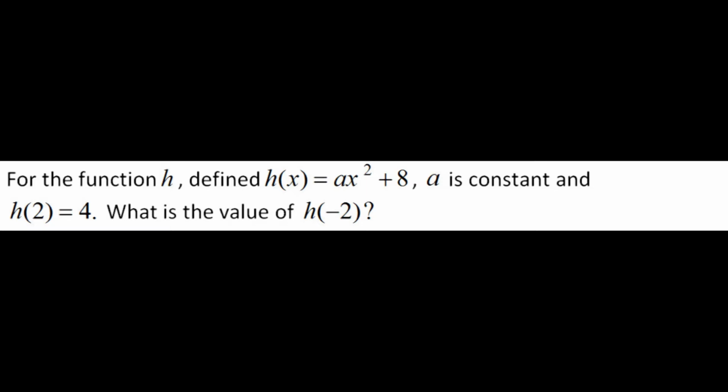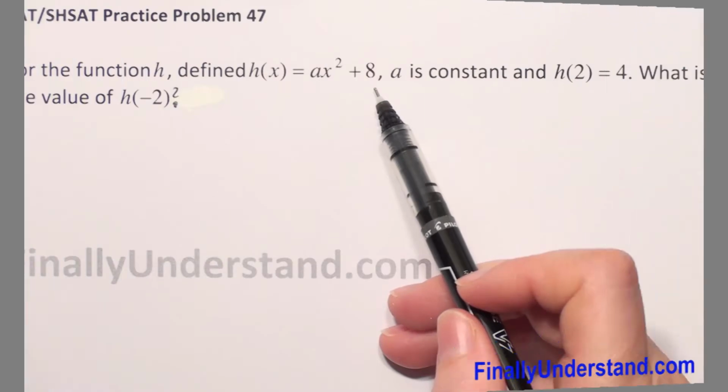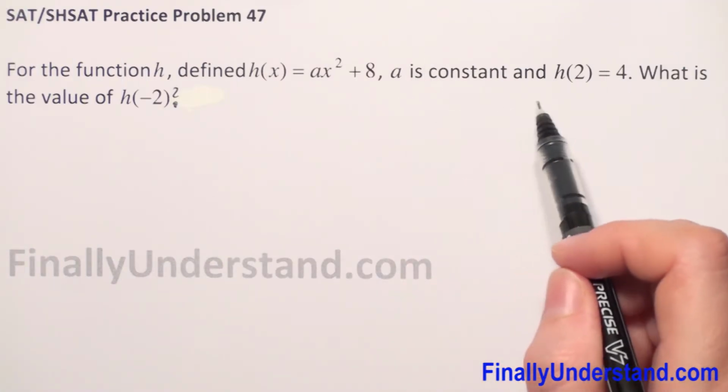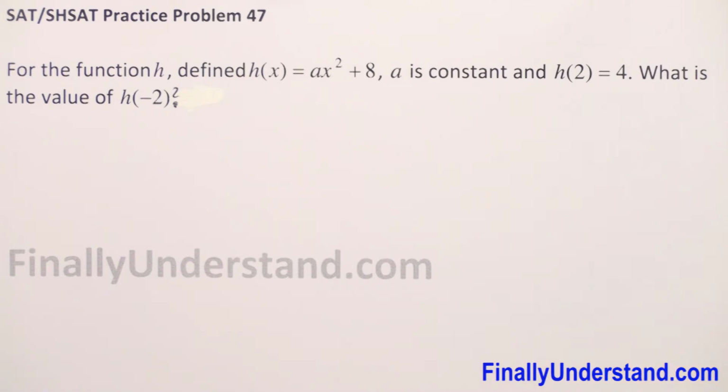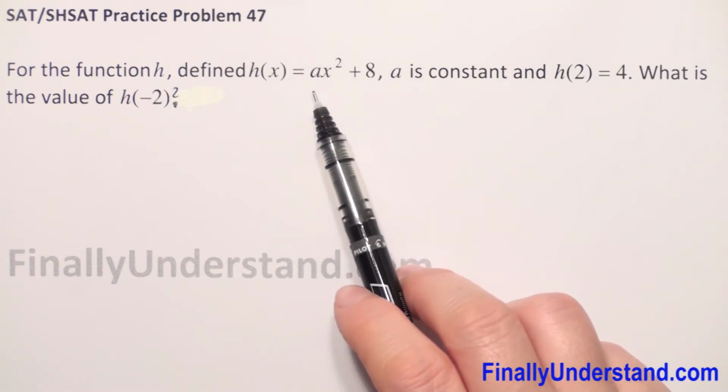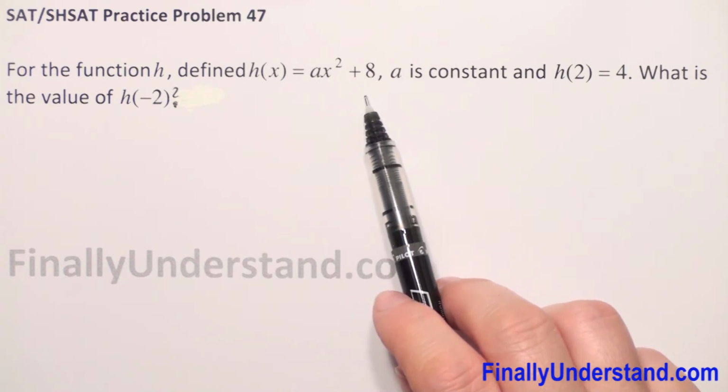For the function h, define h of x is equal to ax squared plus 8. A is a constant and h of 2 is equal to 4. What is the value of h of negative 2? So we have here a given quadratic function, ax squared plus 8.